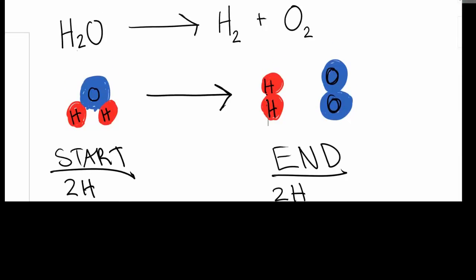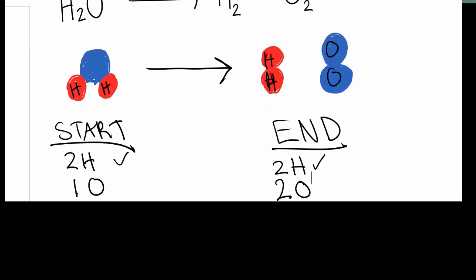One thing you can never change are the subscripts. So the numbers that you see here are numbers that you cannot change. Okay? These numbers are permanent. Okay? What is going to change is the number of molecules. So since we have two oxygen atoms at the end, we need to have two oxygen atoms at the beginning.